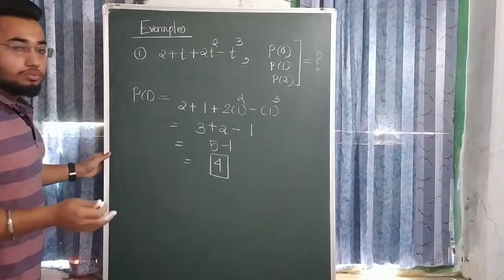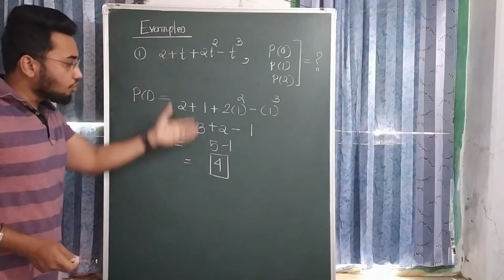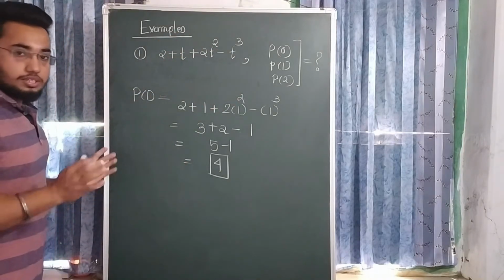You just get the answer. You don't have to say whether this is a polynomial, or whether this is a zero of this polynomial or not. You just solve this example. That's it.